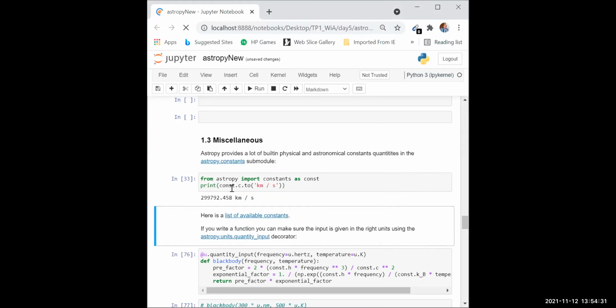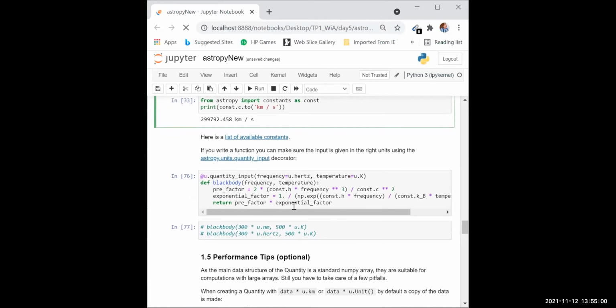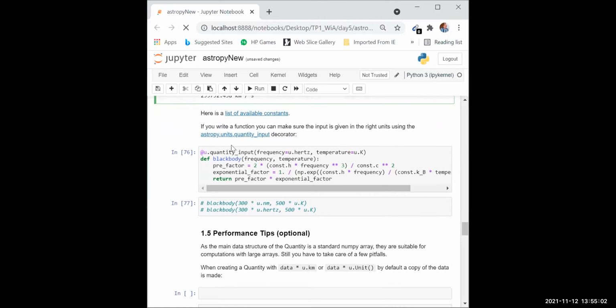I print the constant c in kilometers per second. The c which you see is the speed of light, which is stored as a constant in Astropy constants. If you are converting into kilometers per second, this is how you get it. And if you want to convert it to meters per second, you write meters per second and you will get that.